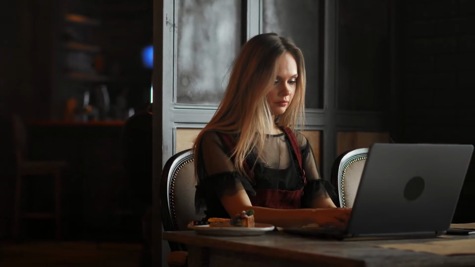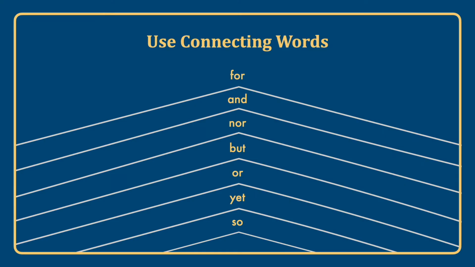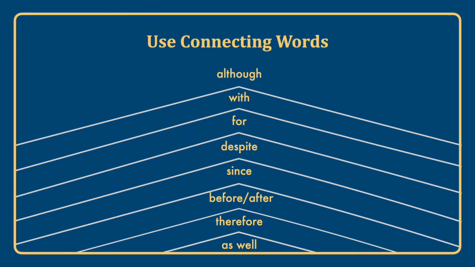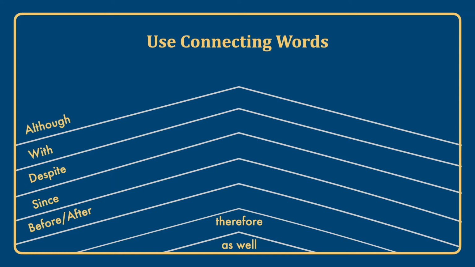So, how do these pieces fit together? Hinge sentences use connecting words like for, and, nor, but, or, yet, or so. They connect one thought with another thought, right in the middle, like a hinge. You can remember these connecting words with the term fanboys. Other connecting words include although, with, for, despite, since, before, after, therefore, and as well. Sometimes these connecting words are located at the beginning of a sentence.